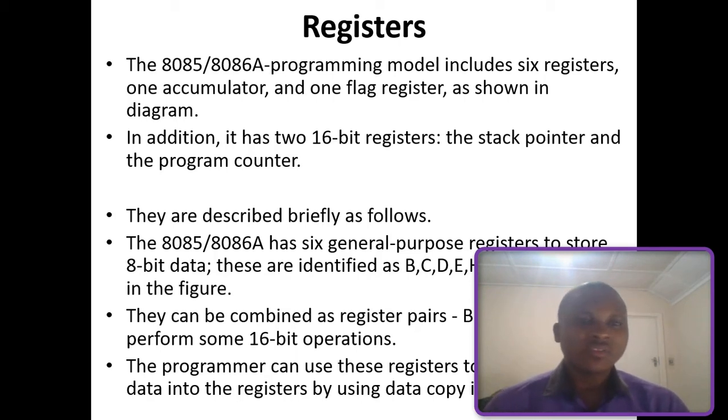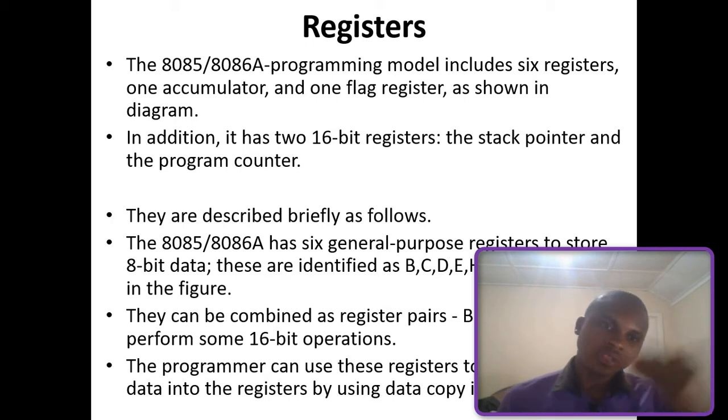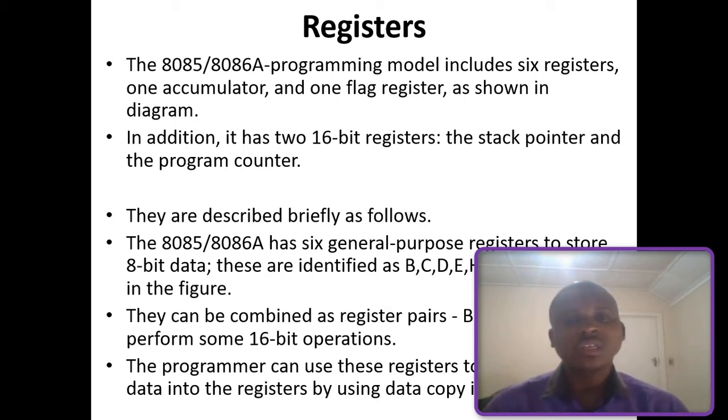In the 8085 or 8086 microprocessor, the programming model includes 6 registers, 1 accumulator and 1 flag register, as shown in the diagram that we have seen. In addition, it has two 16-bit registers, the stack pointer and the program counter. I'm going to talk about these registers. They are described briefly as follows.